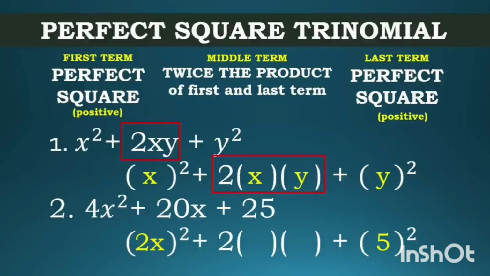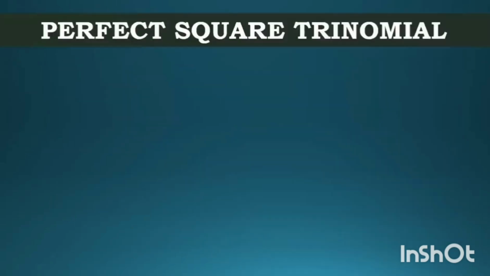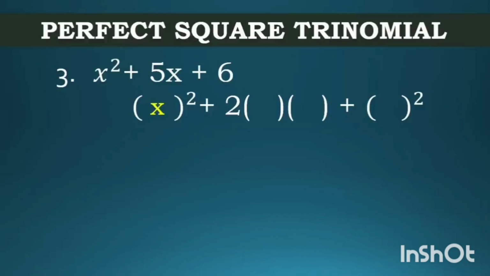Now, we will multiply the first and the last term. So that is 2x and 5. So 2 times 2x times 5, so that is 4x times 5, that is 20x. And that makes it a perfect square trinomial. Next, we have x squared plus 5x plus 6. So let's check. So our first term is a perfect square. Our last term or third term is not a perfect square. So 6 is not a perfect square. So dun pa lang, masasabi natin na hindi na siya perfect square trinomial. So this is not a perfect square trinomial.